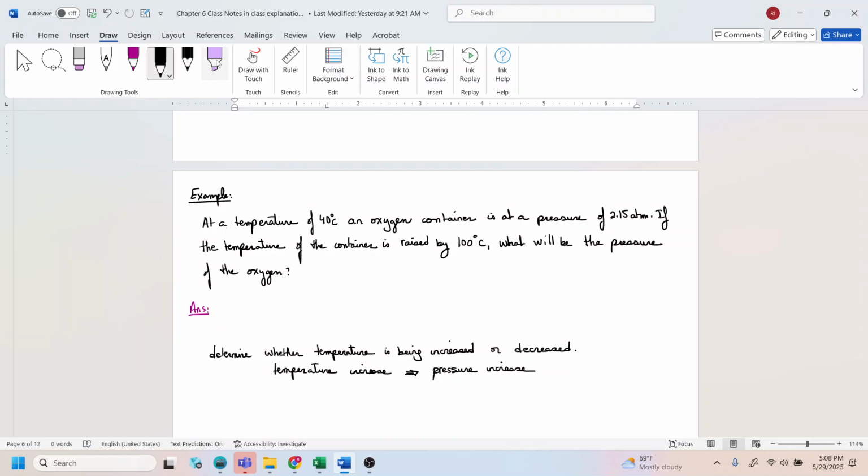I would change both of the temperatures into Kelvin. My first one is going to be T1, so T1 is going to be 40 plus 273. This is 313 Kelvin. And T2 is going to be 100 plus 273, which is 373 Kelvin. So this is for T1 and T2, and then I am given P1 equal to 2.15 atmosphere. The unit for the pressure that I'm using is atmosphere, so I'm going to calculate P2 in atmosphere as well.